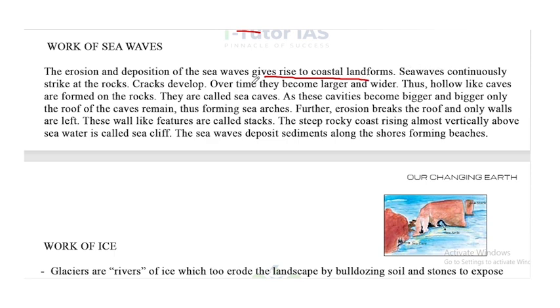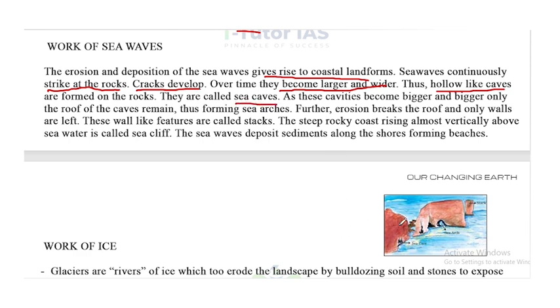Sea waves continuously strike at the rocks. We know the waves are very powerful, so they continuously strike at the rocks. Due to this continuous strike, cracks develop. Over time, these cracks become larger and wider. Thus, hollow-like caves are formed on the rocks. They are called sea caves.